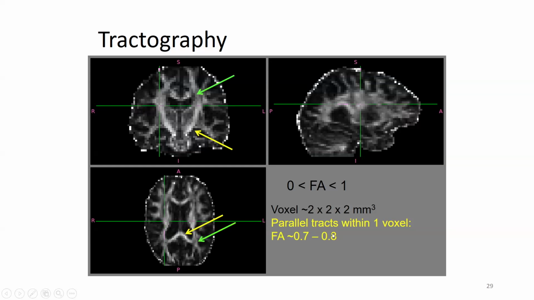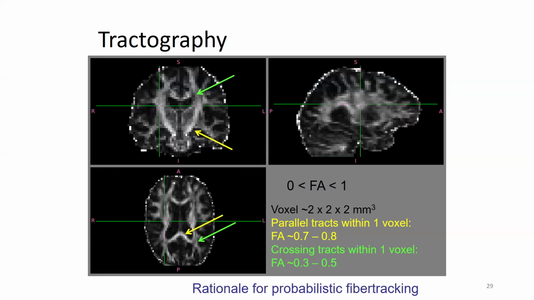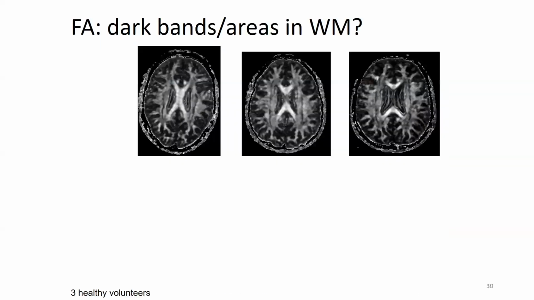But when I look at the green arrow here, my FA is much lower, and that's mainly because I do have crossing tracts in that voxel. And then automatically my FA will be a little bit lower. And that's why probabilistic tractography is nice.